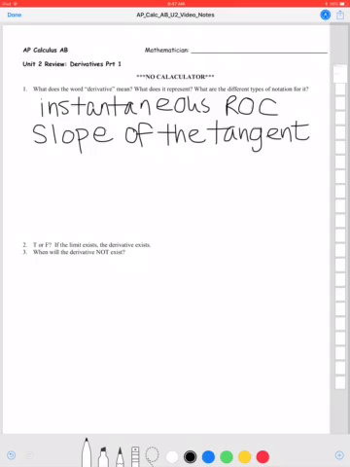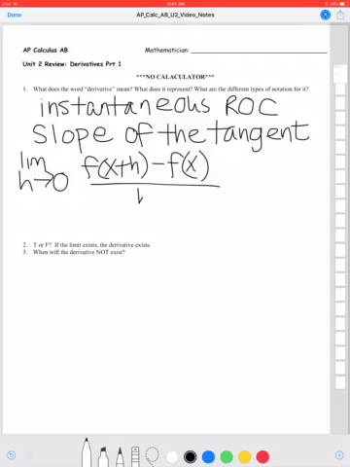Now, mathematically, the derivative is the limit as h approaches 0 of f of x plus h minus f of x all over h.